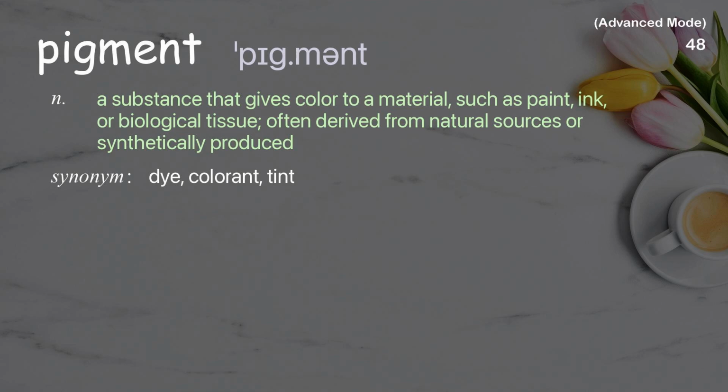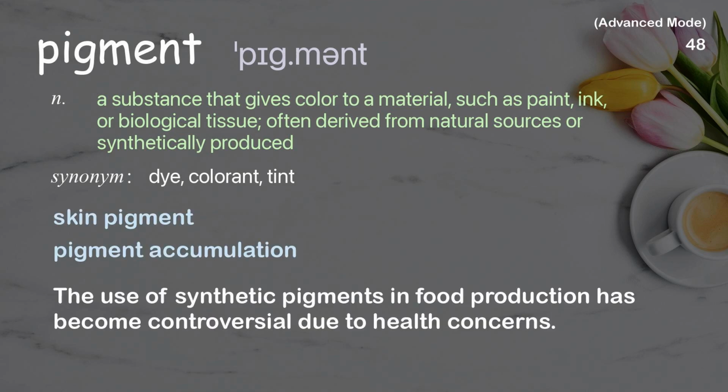Pigment. A substance that gives color to a material, such as paint, ink, or biological tissue, often derived from natural sources or synthetically produced. Examples: skin pigment, pigment accumulation. The use of synthetic pigments in food production has become controversial due to health concerns.